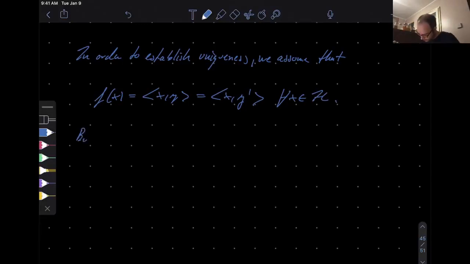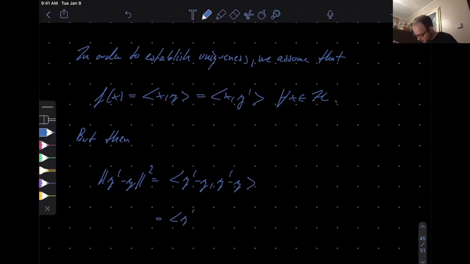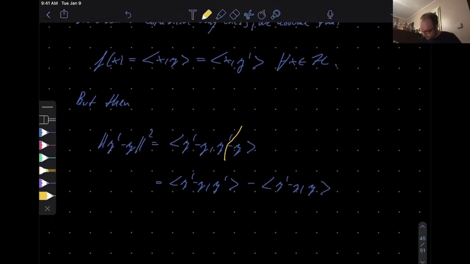Yeah, but then it's an easy enough computation. So the norm squared of y prime minus y. Remember, the norm in a Hilbert space is the induced norm, so it is equal to this. All right, and then you use the properties of the norm. You can write this as the inner product of y prime minus y with y prime minus y. Okay, you just split here. All right, but now look, let's use two colors.